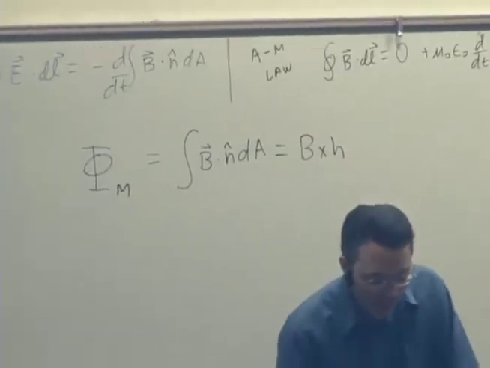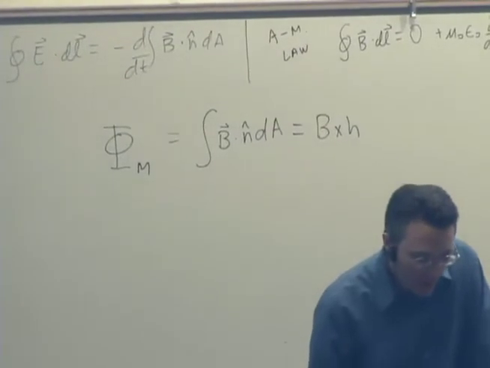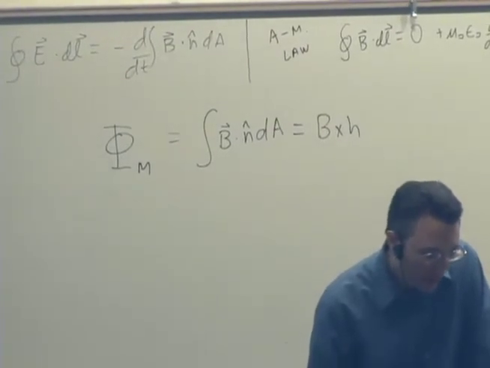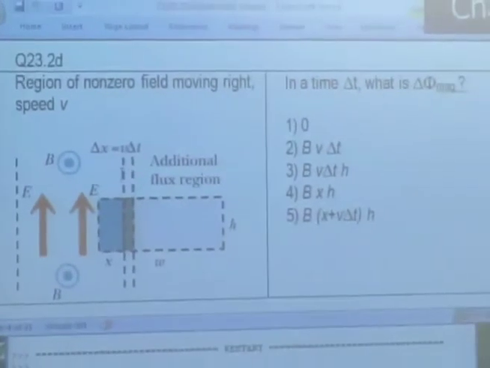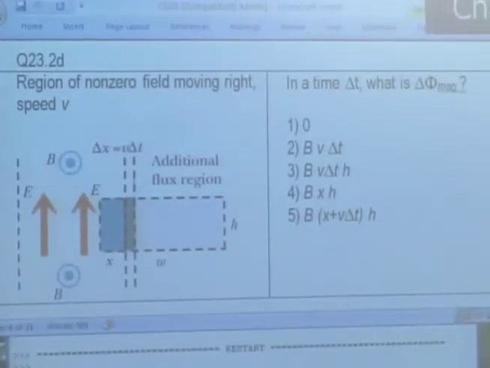But for Faraday's law, we don't just care about the flux. We care about whether the flux is changing. So let's imagine that as this region of field moves, it moves a little bit, okay? So it starts here, and then it moves some distance delta x, and it's moving at a speed v, so that additional distance it moves is v times delta t. So in a time delta t, what's the change in magnetic flux? How much does the magnetic flux increase over that period of time delta t?